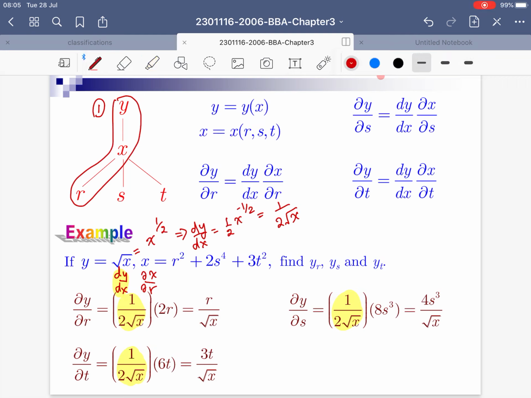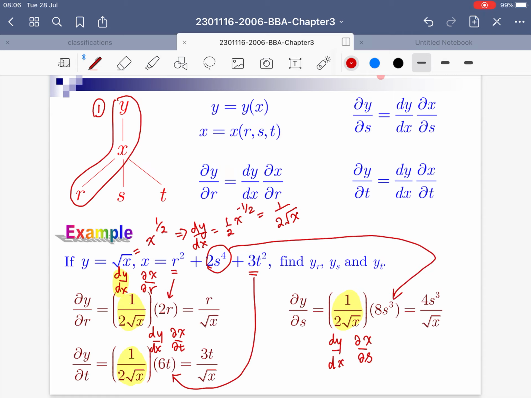However, the derivative of x with respect to r, you have 2r. This one is dy by dx followed by dx by dt, so the derivative with respect to t, you have 6t. And this one is dy by dx followed by dx by ds, so the derivative with respect to s, you have 8s cubed. Again, all these are your final answers.